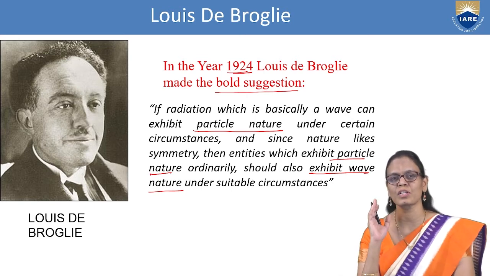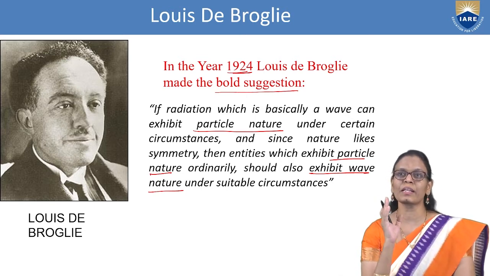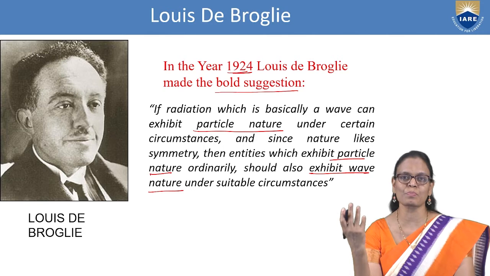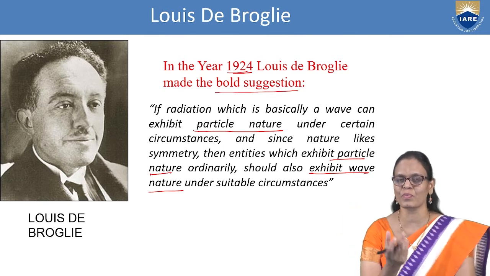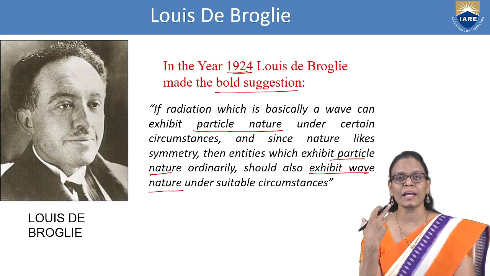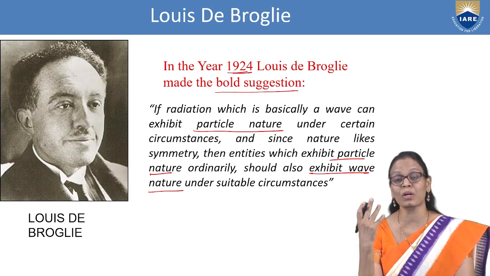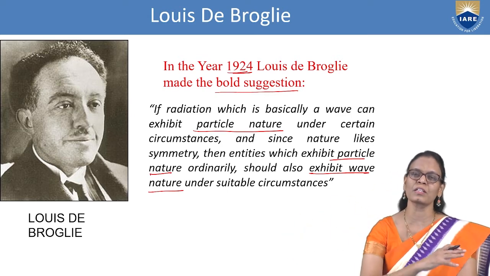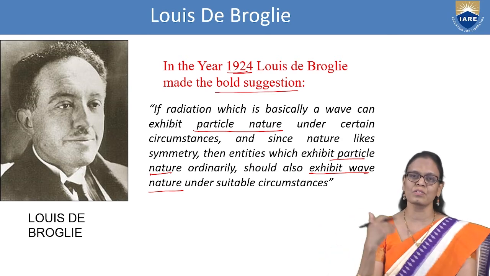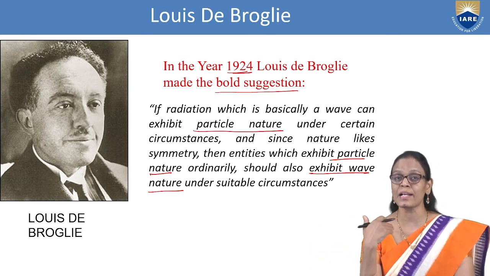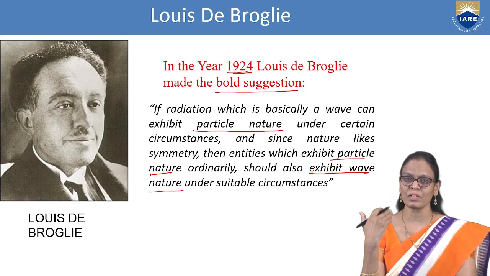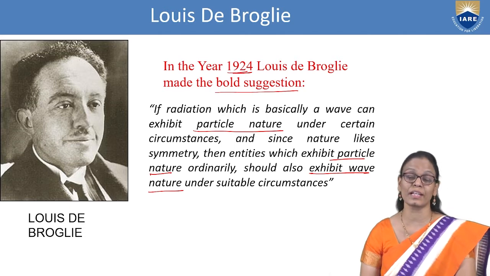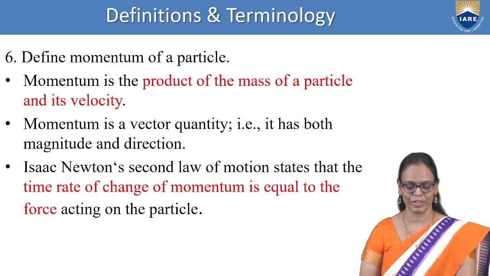What he says is, when we are talking about light, which is actually a radiation which has got wave nature, under certain circumstances we are considering them as particles. This is after Einstein's photoelectric effect. Then he thought very logically, and he said, because nature likes symmetry, particles also should exhibit wave nature. When wave nature can exhibit particle nature, particles also should exhibit wave nature. Then he had to explain his concept, so in order to explain it, he used this de-Broglie wavelength. That is named after him as de-Broglie wavelength.